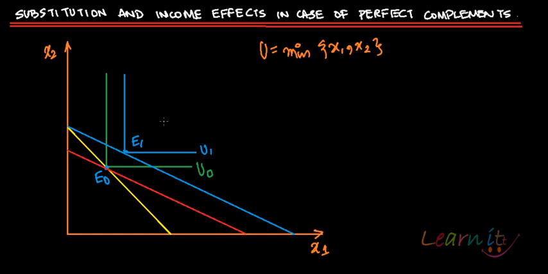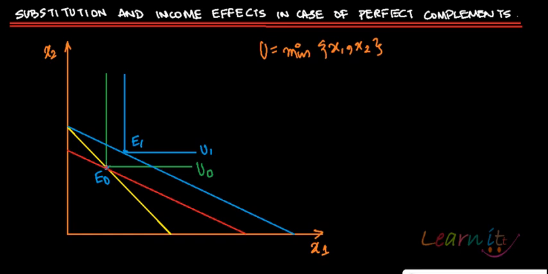But still you could see, in case you are sitting on this red budget line, you will still be consuming at E0, because this kink will be touching this budget line only here. So you'll still be consuming the same amount of x1 and x2, even if the price of x1 has fallen. Okay, so what do we see here? That there is absolutely no substitution effect.